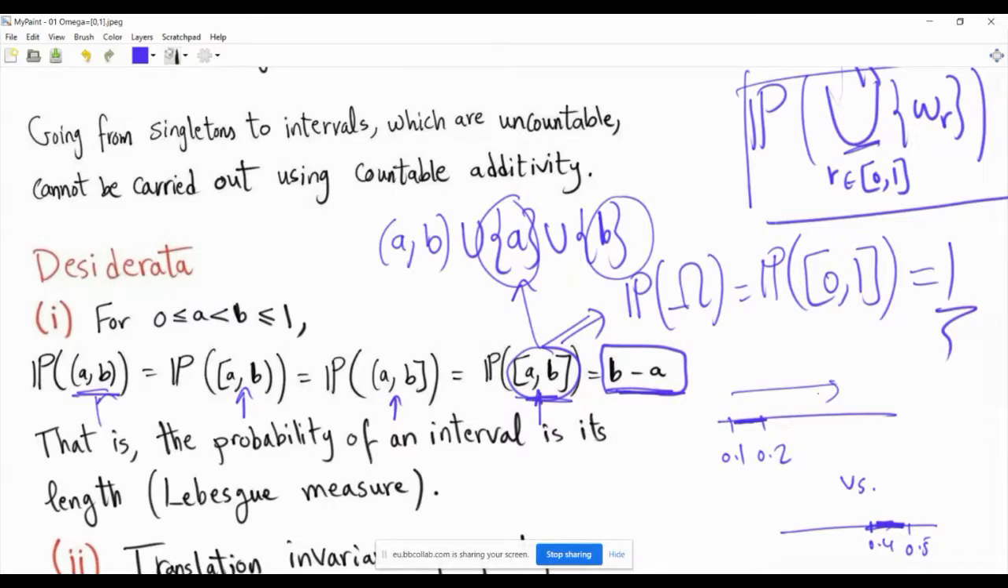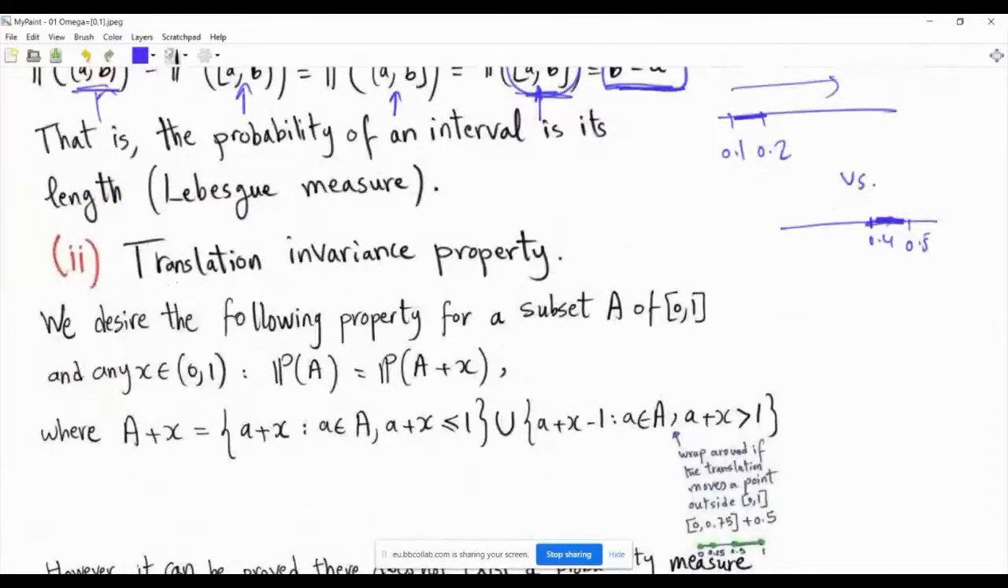It's like something in real life, like the length of an object. If you measure the length of the object, you do not expect it to change if you measure it on the left side of the room and then on the right side of the room, right? You think that the length will just be the same. So the second property, let's make this formal.